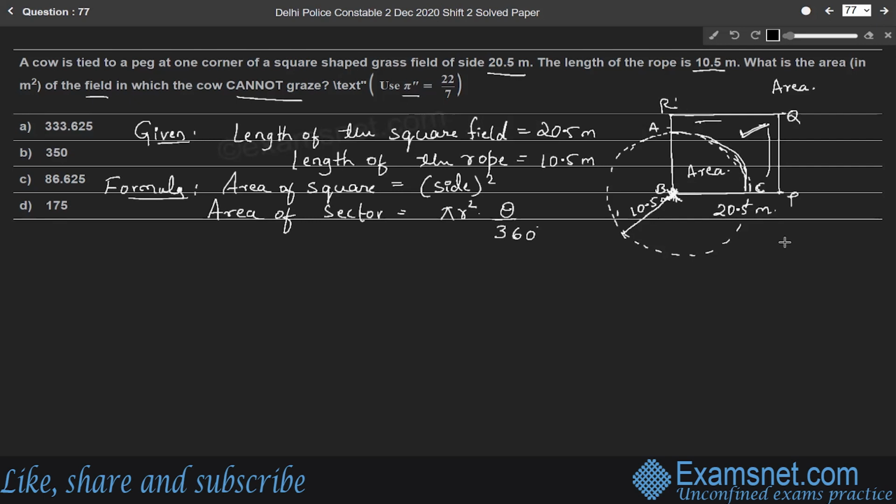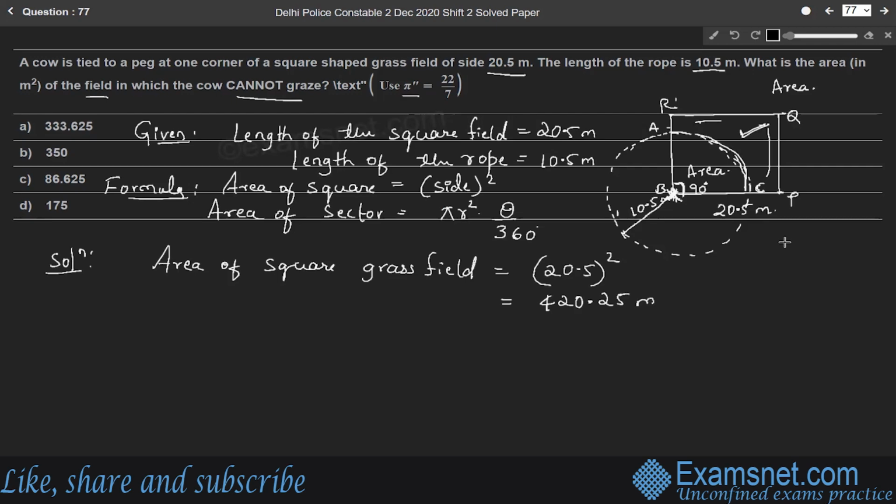Here, what is theta? Angle formed in this sector, which is 90 degree here, right? Solution. So area of square grass field is equal to square of its side. The side is 20.5 meter and its square gives 420.25 meters square.